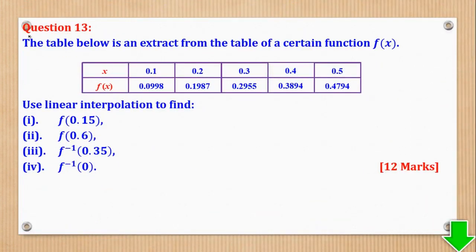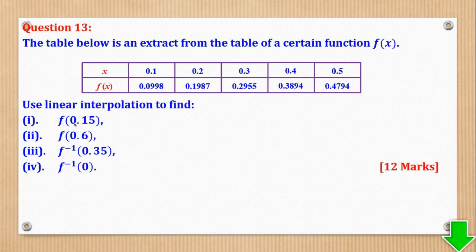So that was question 12. Now we shall go to question 13. The table below shows an extract of the table of a certain function f(x). Use linear interpolation to find this, this, this, and that. So we shall answer it one by one.